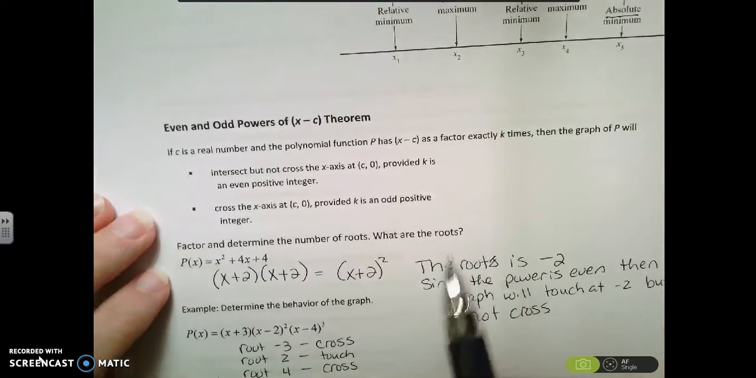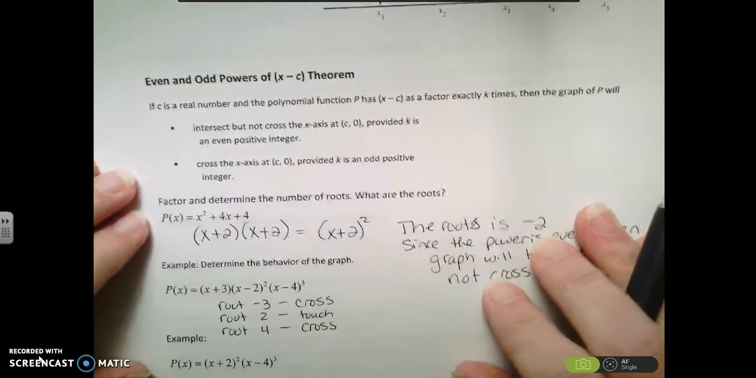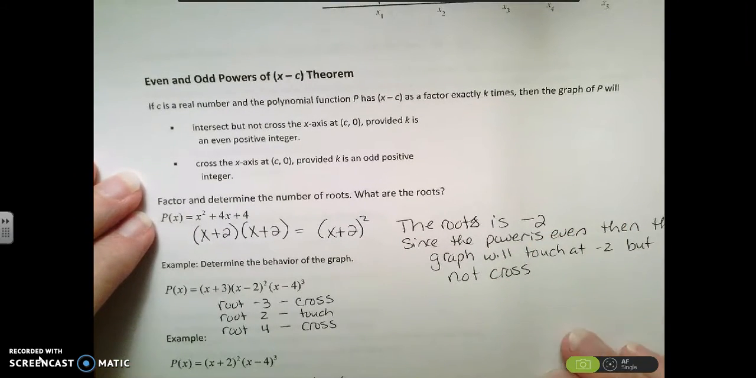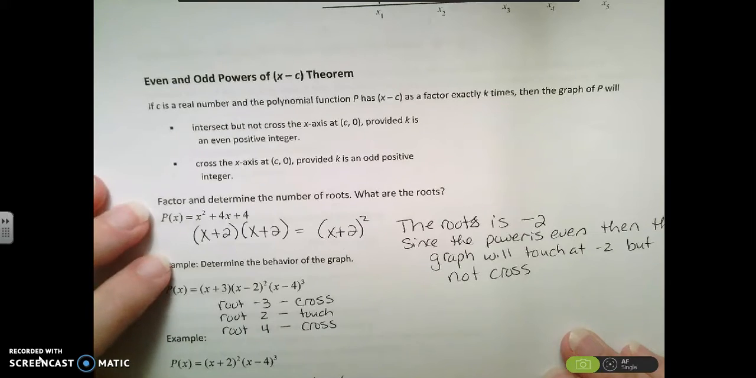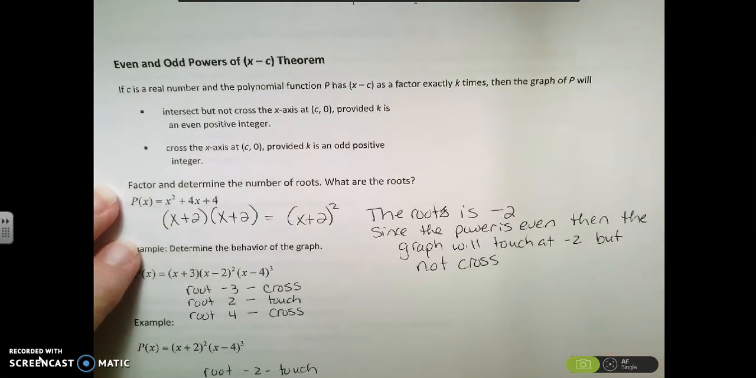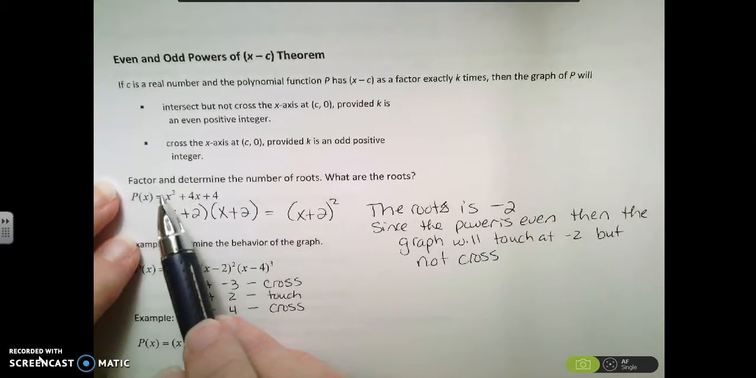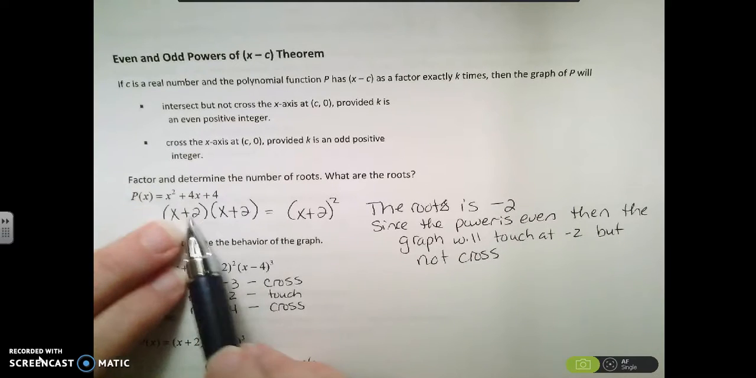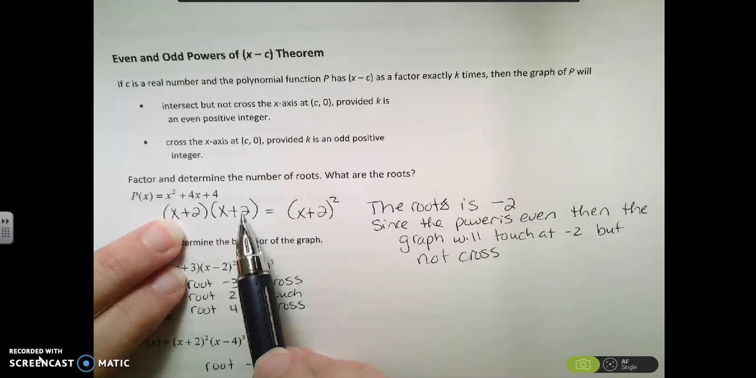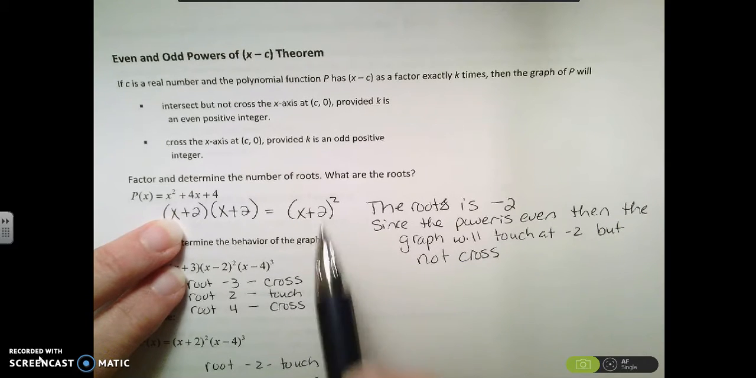Okay? So this next concept is talking about even and odd powers. And this is going to be crucial to help us decide how we're going to be graphing these graphs and what the behavior is of the graphs. And so on this first one, we're going to factor our problem, and we get x plus 2 and x plus 2. And that can be rewritten as x plus 2 squared.